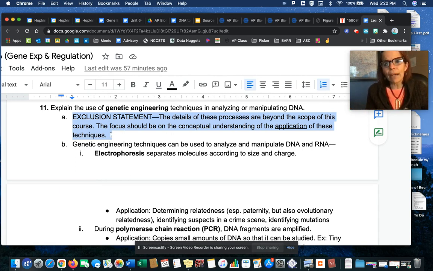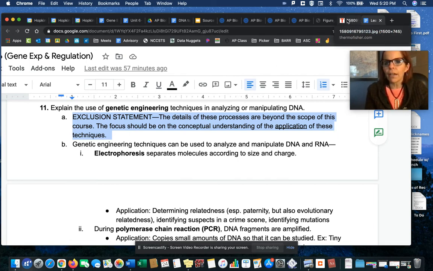You would need to take a biotechnology course. The focus should be on the conceptual understanding of the application of these techniques. So you don't necessarily need to know how they work. You need to understand why we would use them and what's important and how they could be used. So the first one that we talked about was electrophoresis.